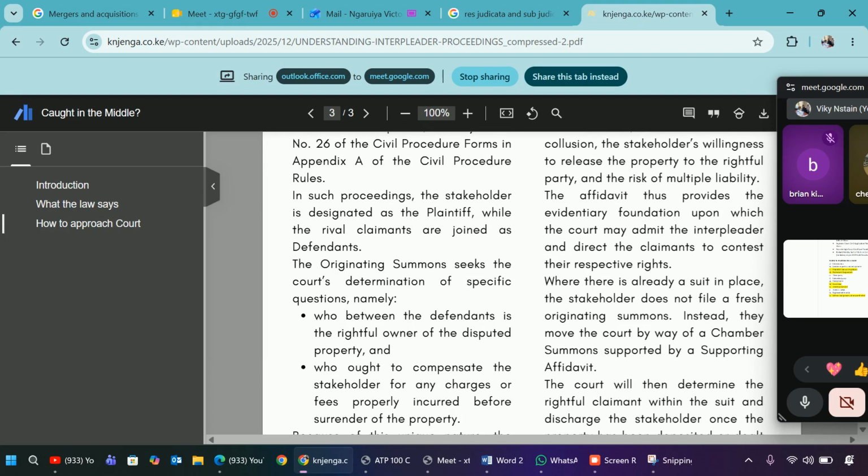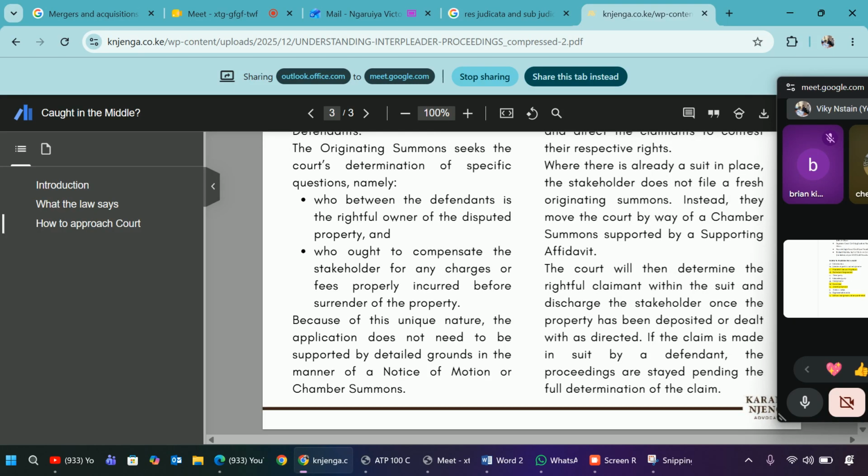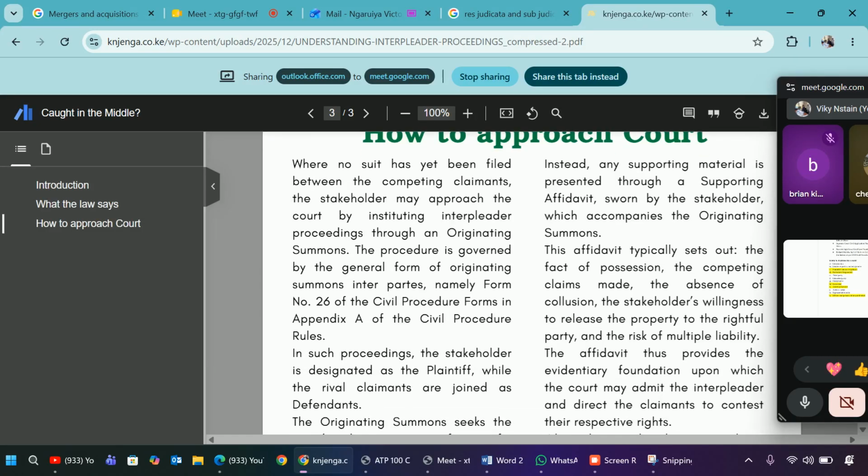The originating summons seeks the court's determination of specific questions. 1. Who between the defendants is the rightful owner of the disputed property? And 2. Who ought to compensate the stakeholder for any charges or fees properly incurred before surrender of the property? Because of this unique nature, the application does not need to be supported by detailed grounds in the manner of a notice of motion or chamber summons. Instead, any supporting material is presented through a supporting affidavit.